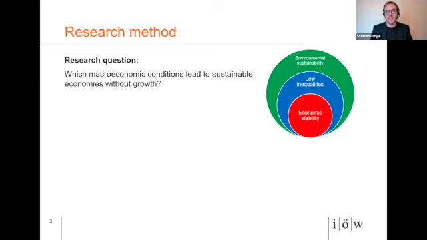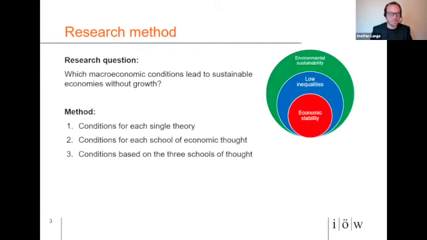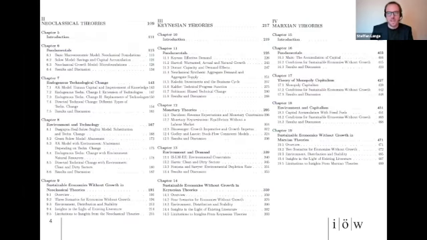How do I define sustainability or sustainable economies? It includes economic stability, low inequalities, and environmental sustainability. So not only economic stability, I would say. What I did, you will see that in a minute, is I looked at 29 different theories or models and developed the conditions for zero growth within these theories or models. And then I first combined them, synthesized them for each school of economic thought, and then afterwards synthesized the three schools of economic thought. I'm not going to talk about this very long, but this is most of the contents of my dissertation.